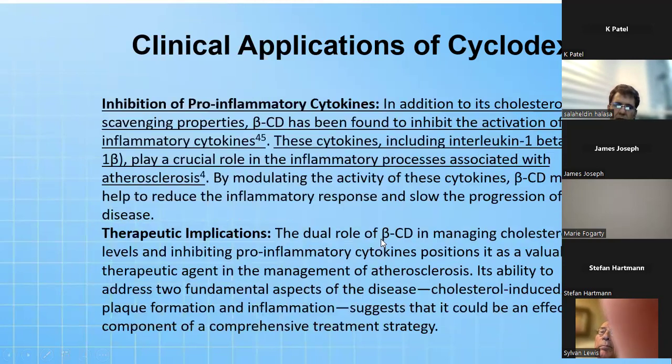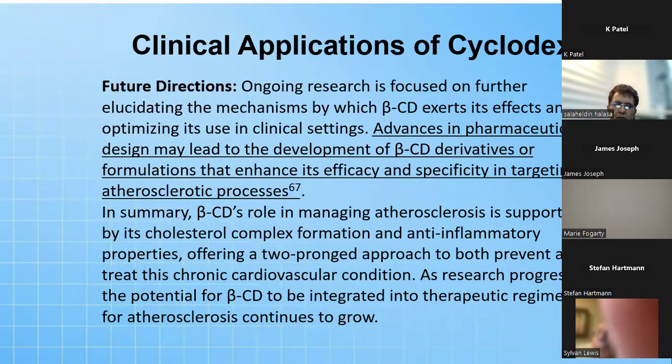Okay, so let's go ahead to the future direction. Ongoing research is focused on further elucidating the mechanism by which beta-cyclodextrin exerts its effects and optimizing its use in clinical settings. And that's what we are working on, of course.